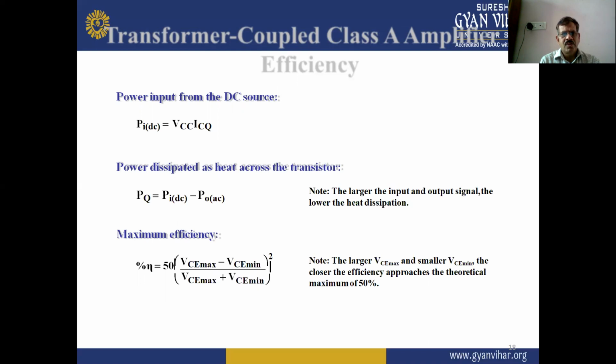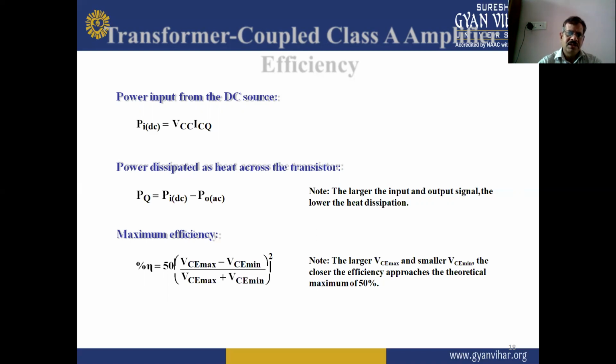For the power input from the DC source, the input power PiDC will be equal to VCC into ICQ. The power dissipated as heat across the transistor, PQ, equals PiDC minus P0 AC. Note the larger the input and output signal, the lower the heat dissipation.